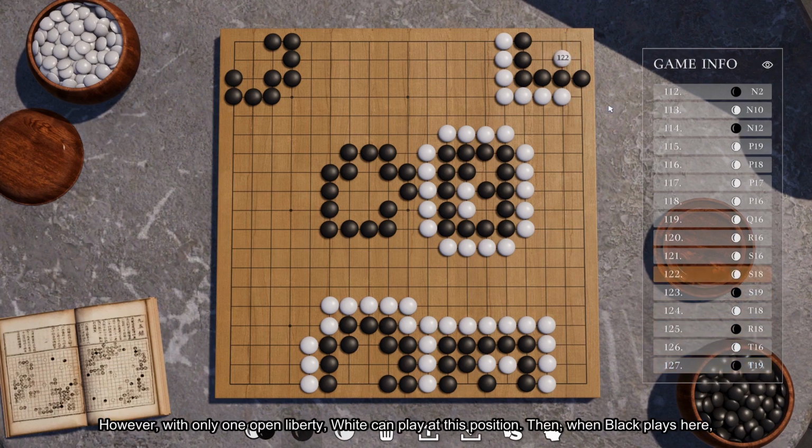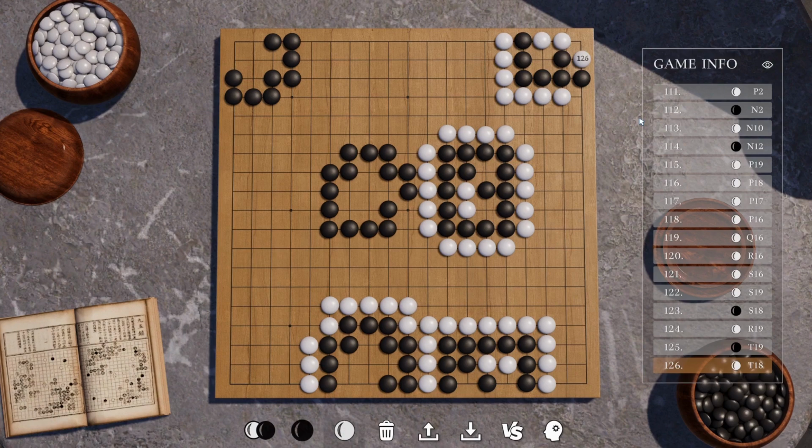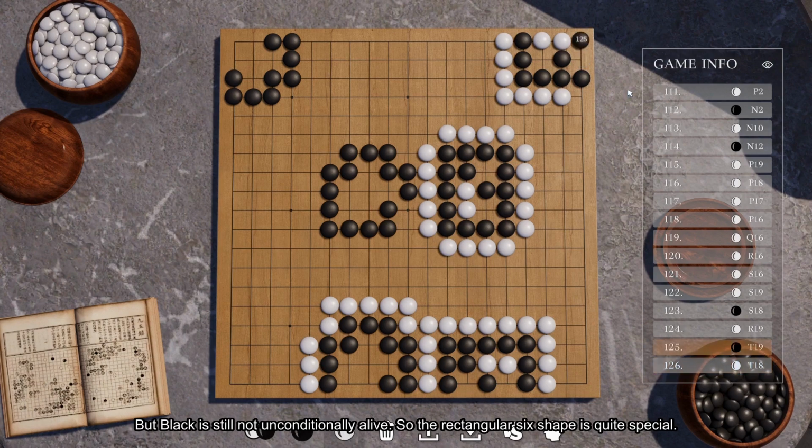However, with only one open liberty, white can play at this position. Then, when black plays here, white can bump right here, and this corner will turn into a multi-step KO. But black is still not unconditionally alive, so the rectangular 6 shape is quite special.